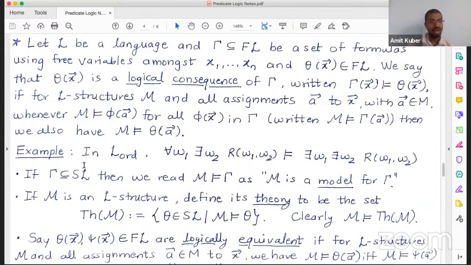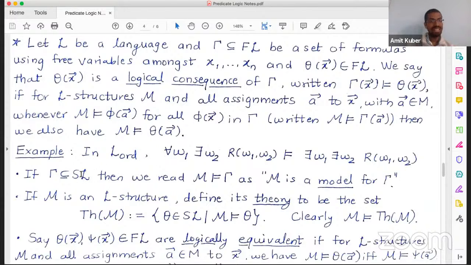Let me remind you again that SL is the set of sentences, which means there are no free variables in that formula. For example, these two formulas written here: for all W1 there exists W2 such that R W1 W2, and there exists W1, there exists W2, R W1 W2. These are two formulas which do not contain any free variables. So these are sentences.